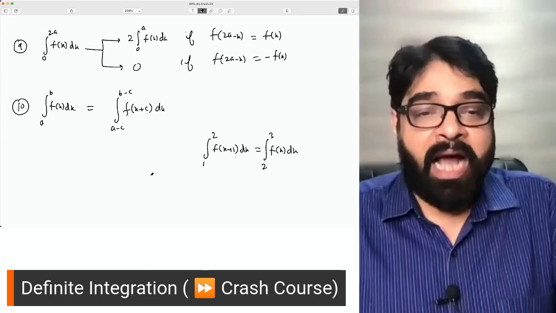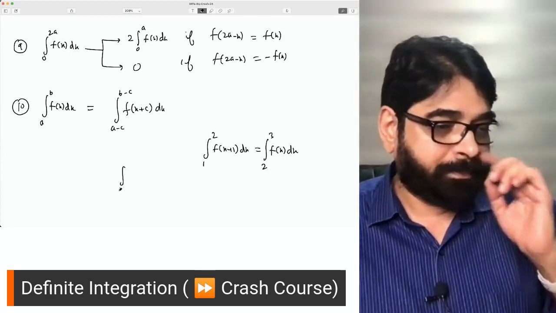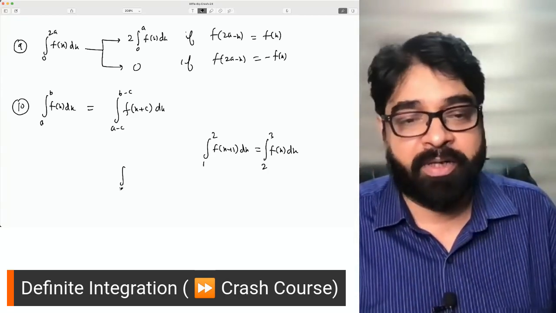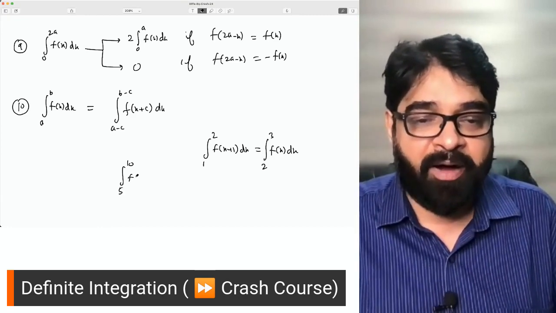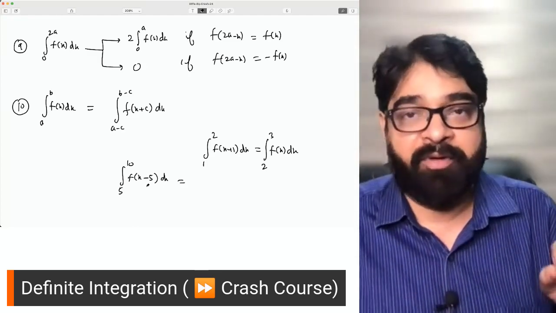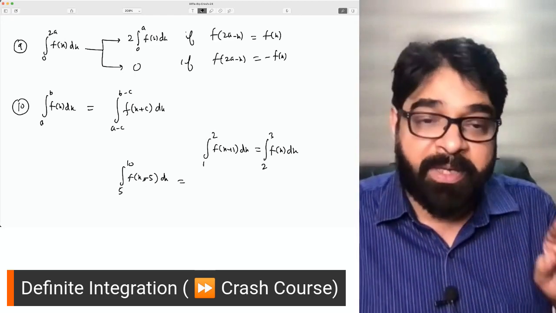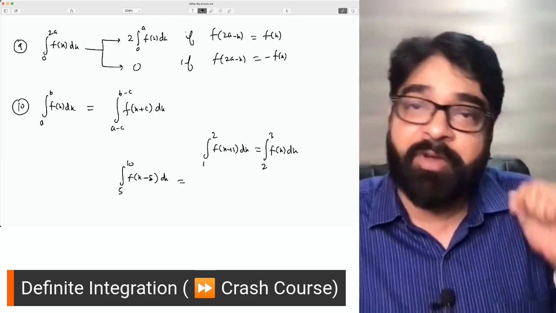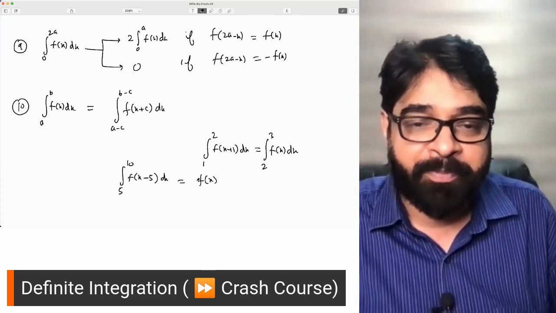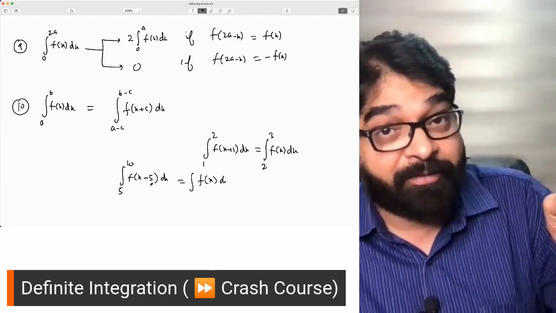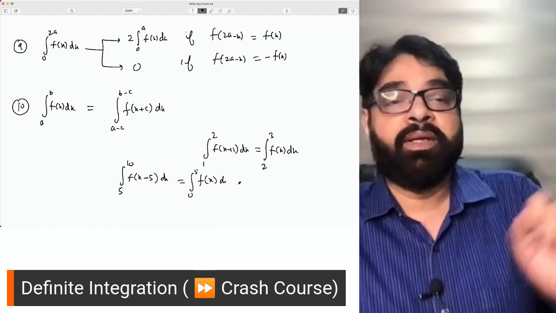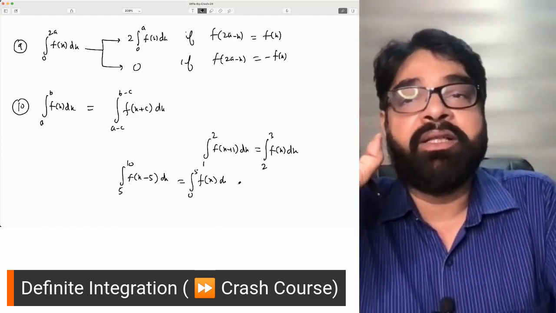Suppose somebody says I have the integral from 5 to 10 of f(x minus 5), and I want to write it in terms of f(x). Means in the x, I will add 5, then only this 5 will get cancelled. So in the x, you can add 5: f(x plus 5 minus 5). But the limit will change because you are adding 5. So in the limit, you have to subtract 5. So 0 to 5. Is it clear? The shifting property is very important.